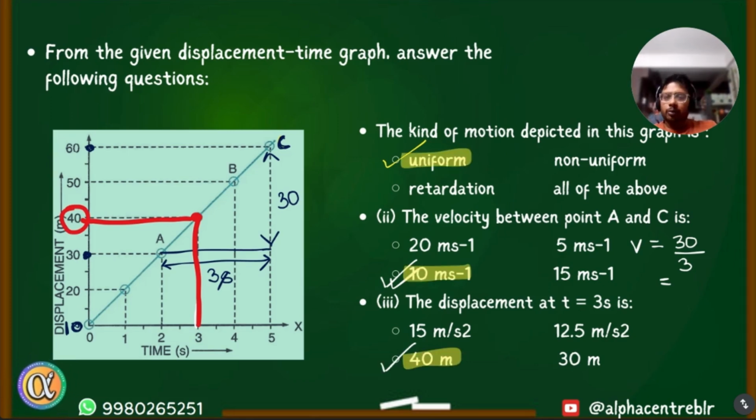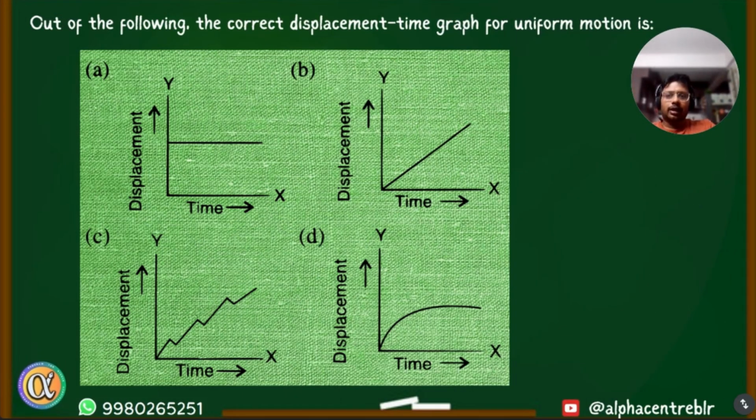Clear? I hope all of you understood this, right? No problem. Let's move on to the next question. Out of the following, the correct displacement time graph for uniform motion is. So look at the four graphs. Tell me which one is representing uniform motion.